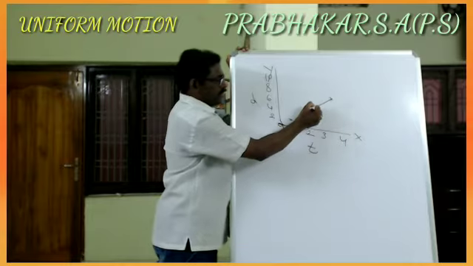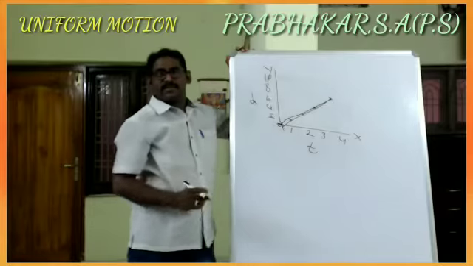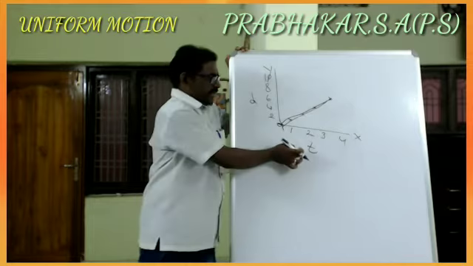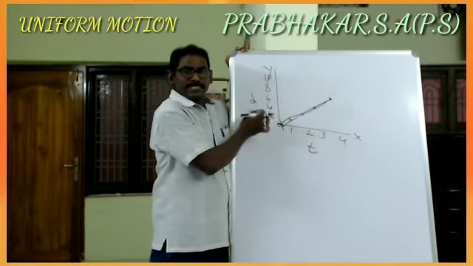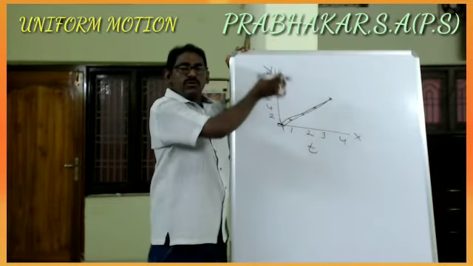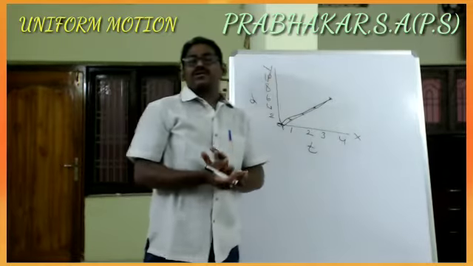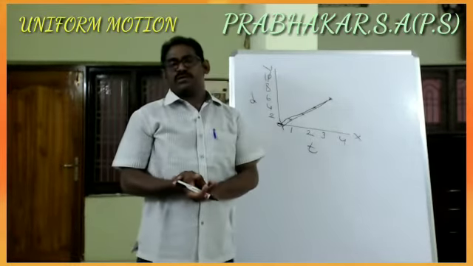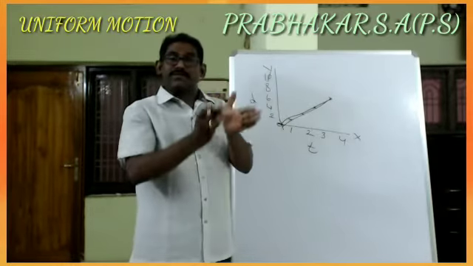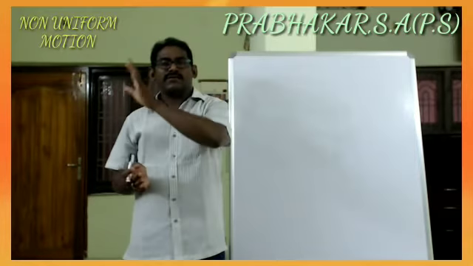If you join the points, this is a straight line passing through the origin. So the graph between time and displacement for a uniform motion body is a straight line passing through the origin. So this is the graph. From this we conclude that the object is said to be in uniform motion if its velocity is constant or if it covers equal distances in equal intervals of time.